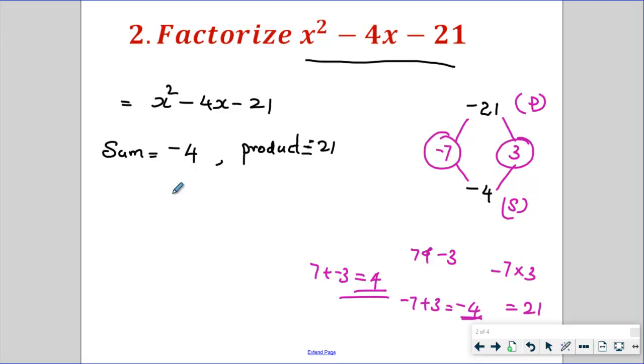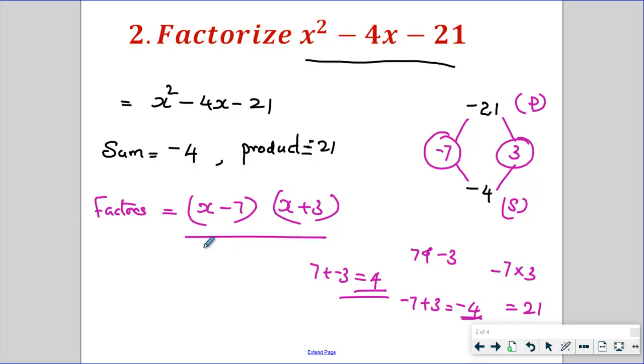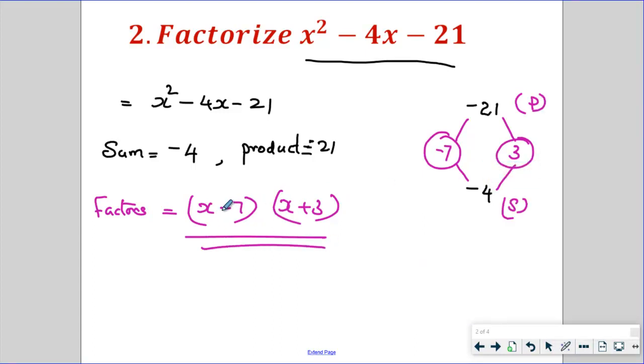So the factors, simply you can write the factors. Here for x square the coefficient is 1. So we can write the first factor x minus 7, the second factor x plus 3. These are the two factors of the given polynomial: x minus 7 and x plus 3.